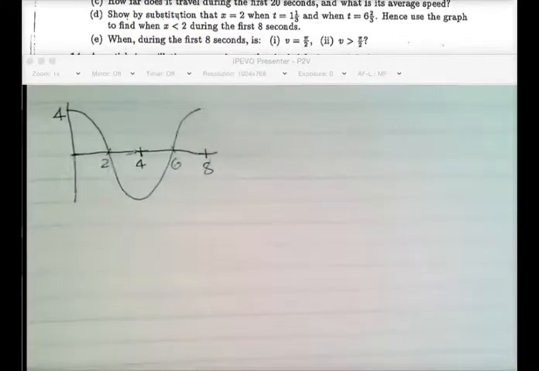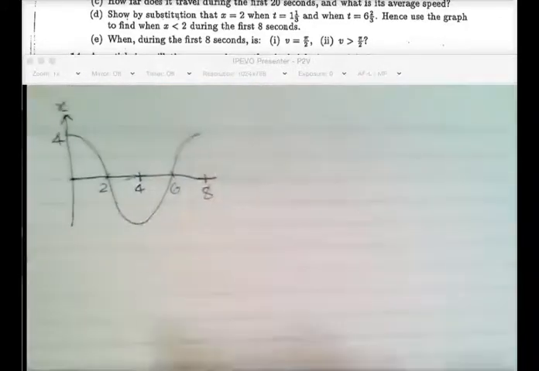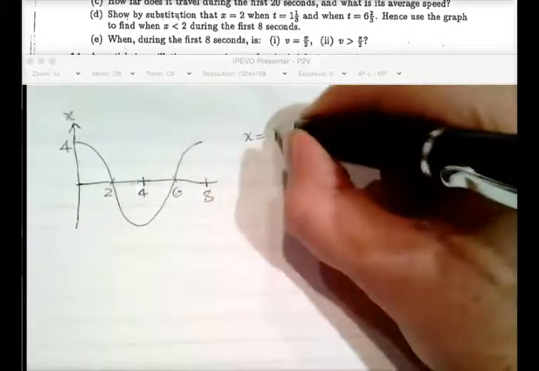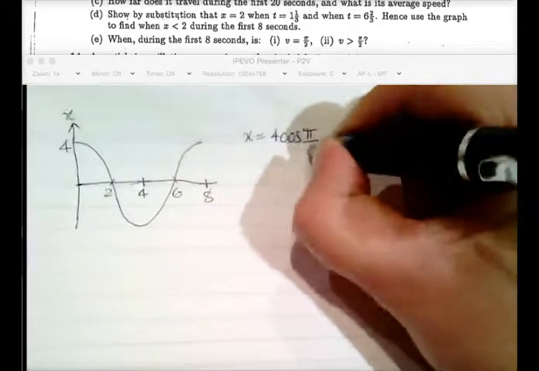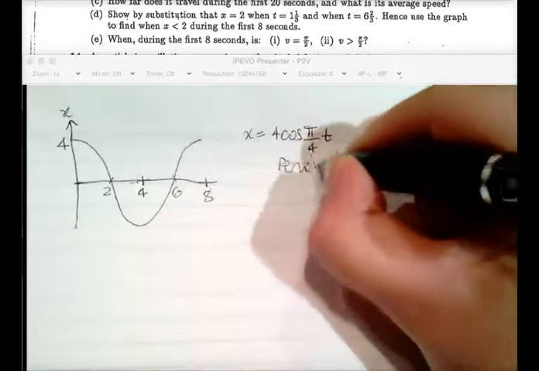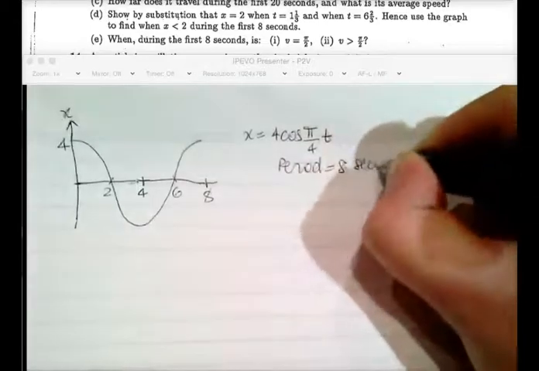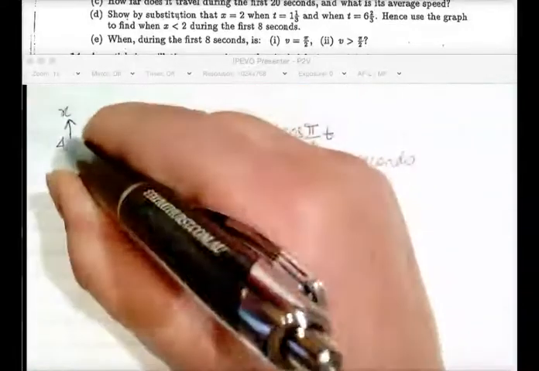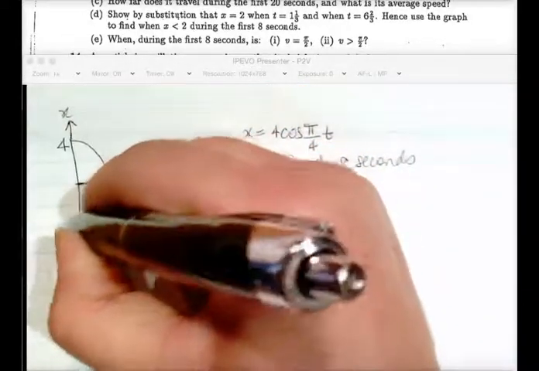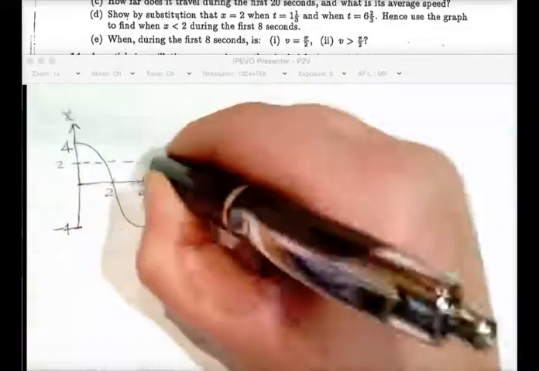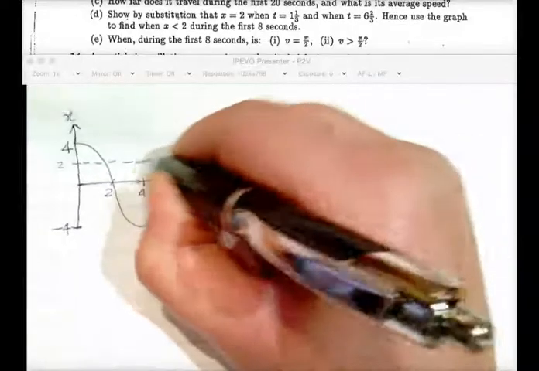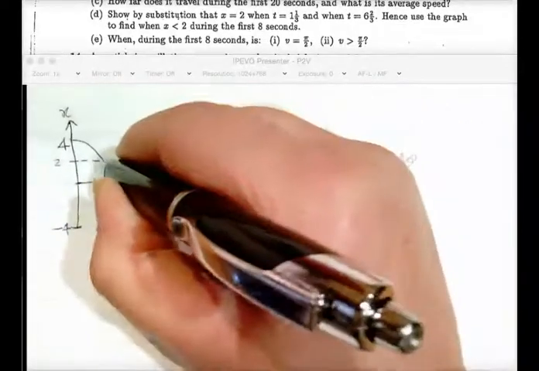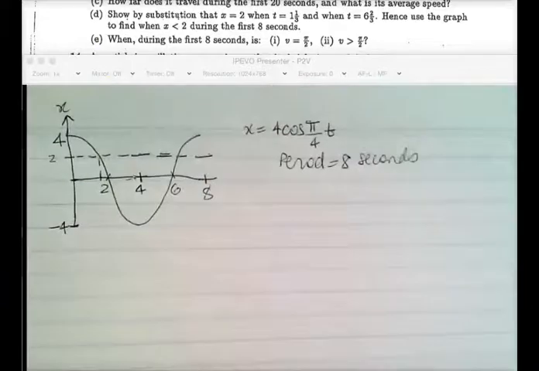Here is our graph of x equals 4 cos pi on 4t. Remember, it's got the period equal to 8 seconds because it was 2 pi divided by pi on 4. Now, the amplitude is 4, so x is 2 at these points. Now, what I'm going to do is draw a dotted line here where x is 2.